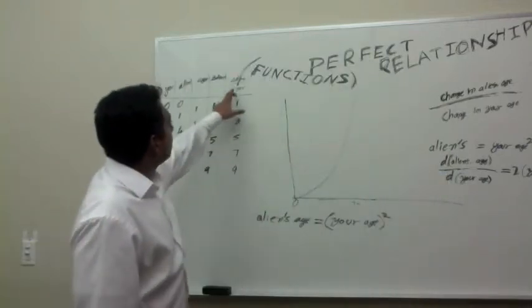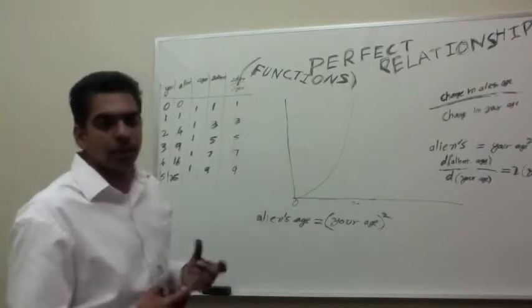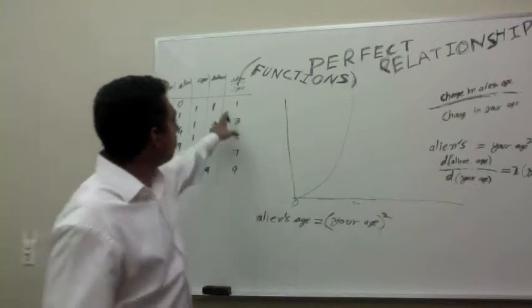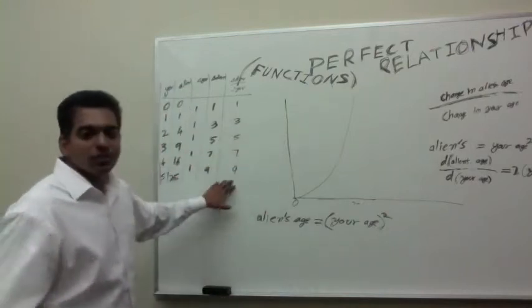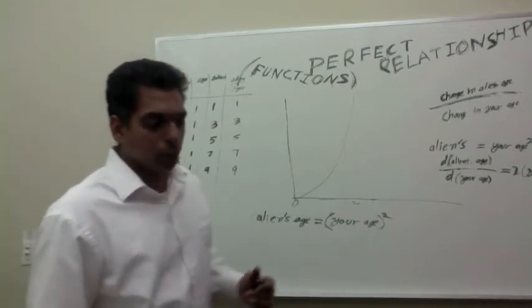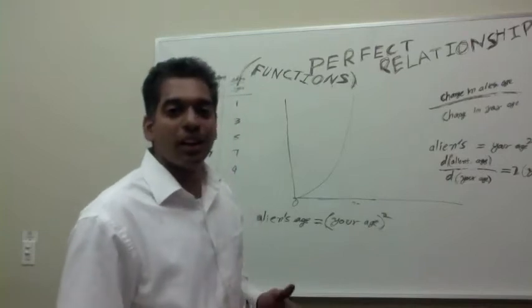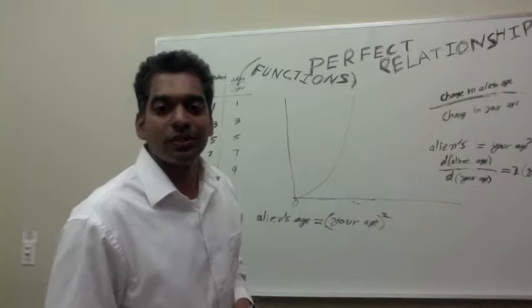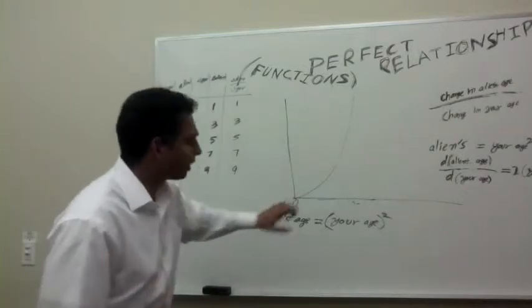And if I take the change in alien's age divided by the change in your age, it'll be the same thing because we're incrementing our age by 1 at a time. It'll be 1, 3, 5, 7, 9. You'll see that at any point, let's say you're 100 years old, and if you grow by 1 more year, the alien will approximately age by 200 years. That's what the derivative is. So if you just follow this pattern, I'll graph it out.